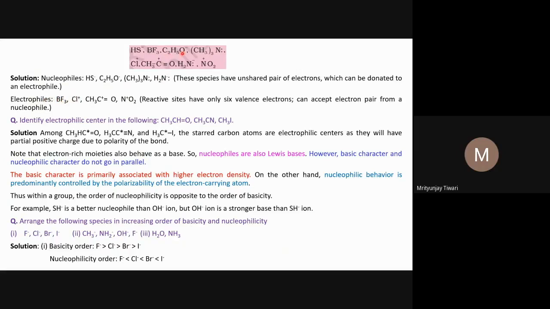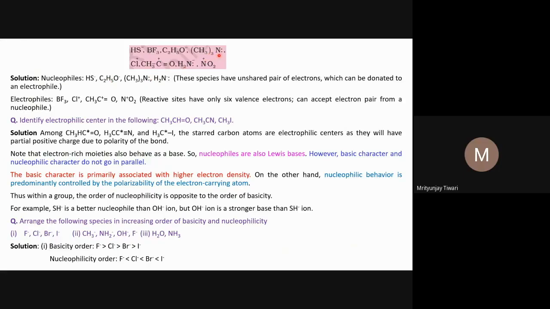Now C2H5O minus, the ethoxide ion. This ethoxide ion has a negative charge, so it is an electron rich species, and an electron rich species is a nucleophile, so it will be a nucleophile. So we'll put it here.